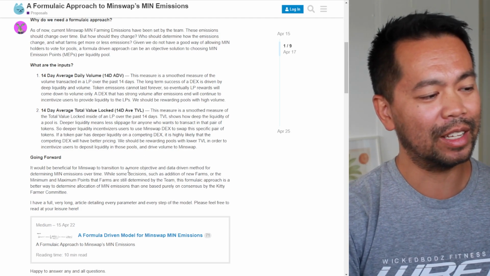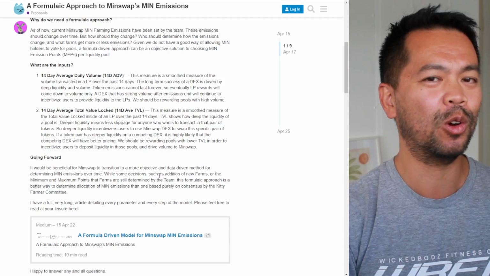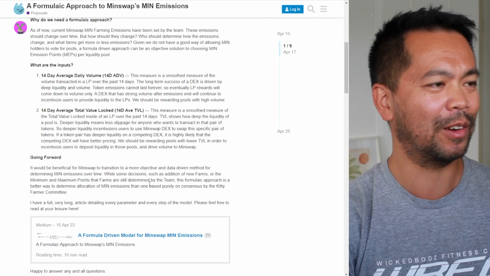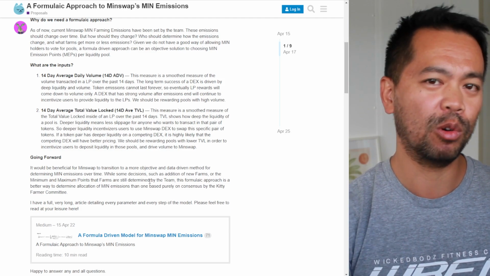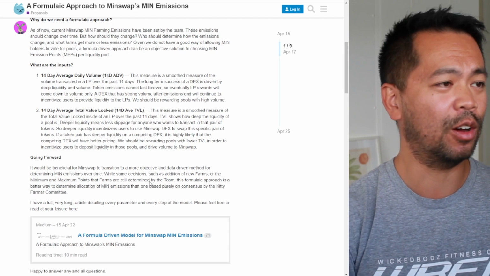So going forward, it's going to change a little bit, and the emissions will eventually dwindle down to almost nothing, and that's the way it's going to happen. So these yield farming rewards with a lot of Min tokens at the moment that we're getting will diminish down over time.